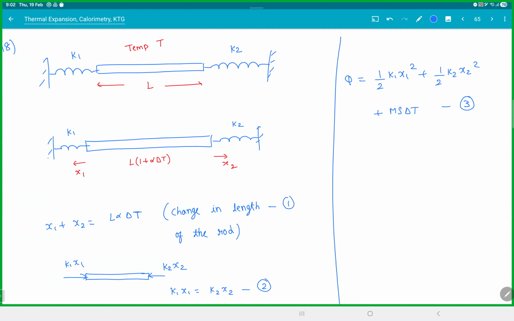Let the springs compress by x1 and x2. There is no guarantee they'll be equal. K1 x1 is equal to K2 x2. That is a relation between x1 and x2. Third, whatever heat you gave, some must have gone into the springs and the remaining must have used to increase the temperature by delta T. And others, do keep your cams on. Arya, Shaunak, Utsa, cams on.